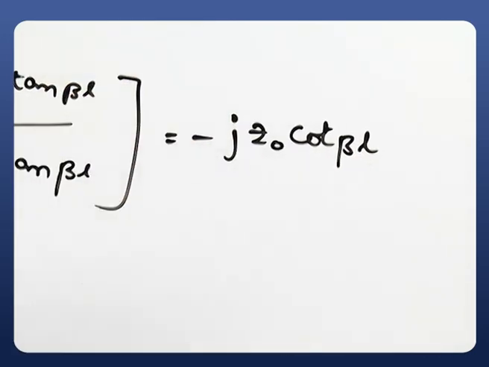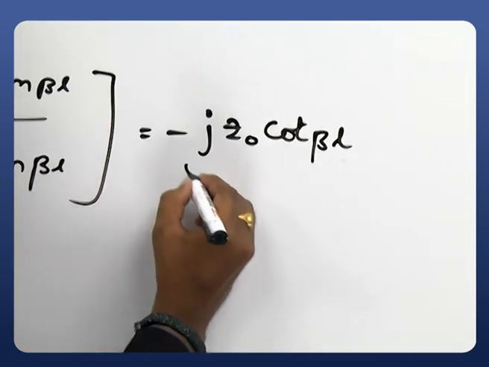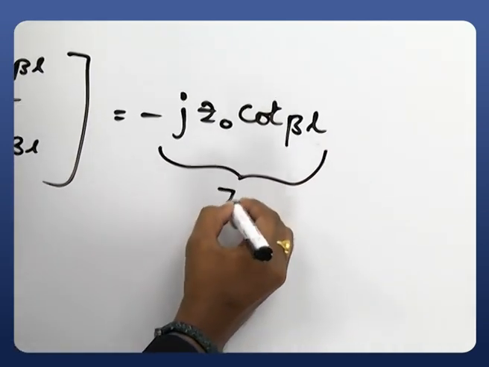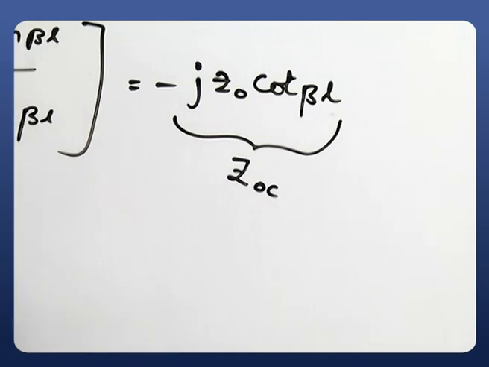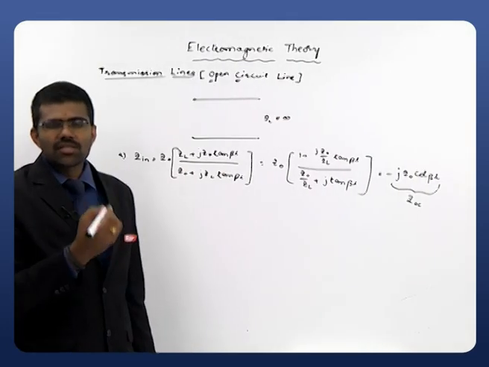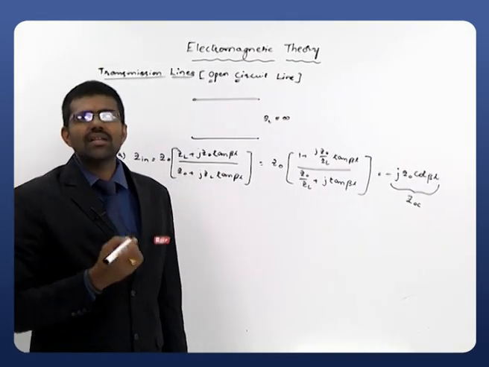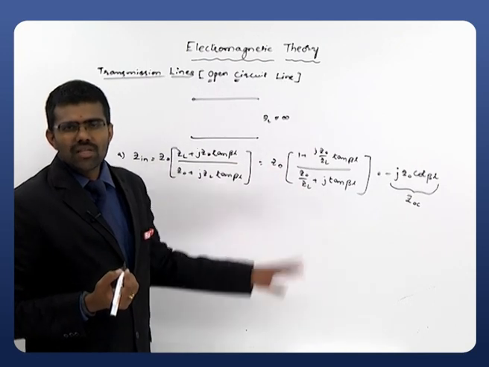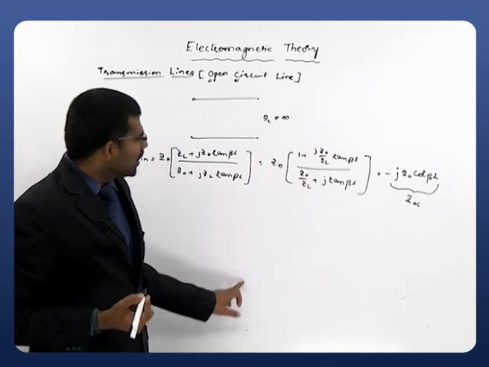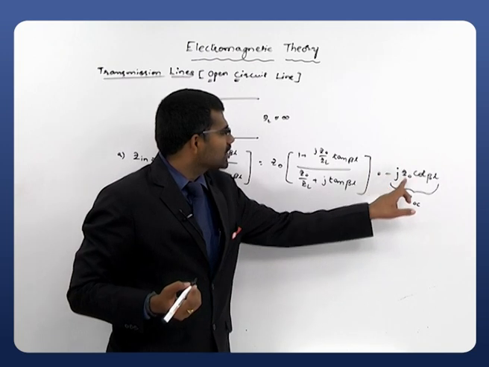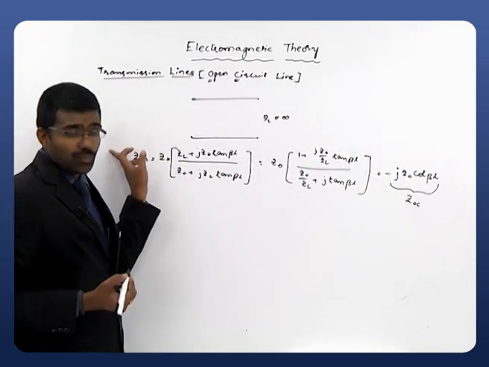Here I will give a simple notation to this as ZOC. In the previous case you can take the notation as ZSC. Here I am taking the notation as ZOC, right? Z open circuit is equal to minus jZ0 cot beta L, that is the input impedance.